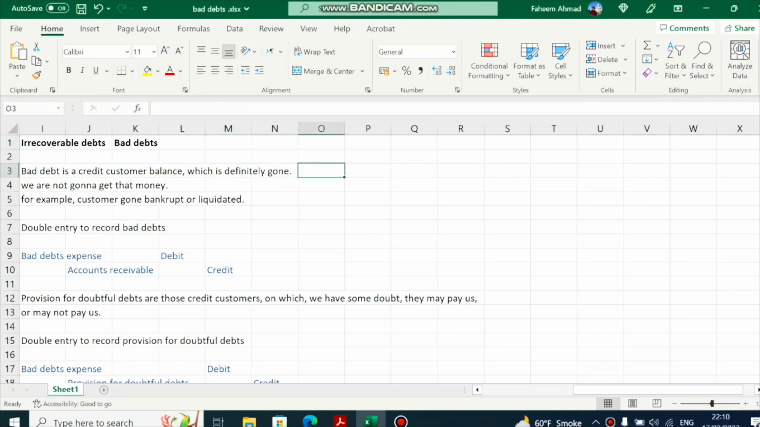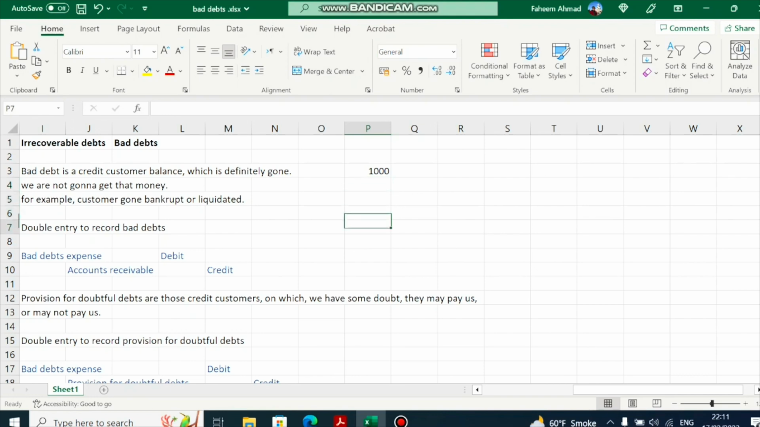First of all, what is a bad debt? A bad debt is a credit customer balance which is definitely gone. For example, if a credit customer owes us 1000 and that customer has gone bankrupt or liquidated, or has simply run away and we are unlikely to get money from him, then that is an example of bad debt. In case of bad debt, our receivable is definitely gone. We are not going to get that money.